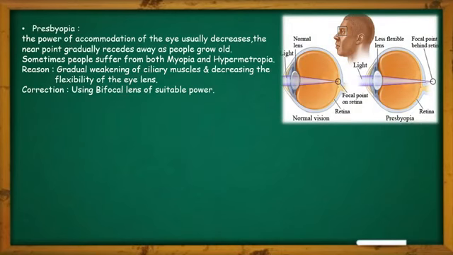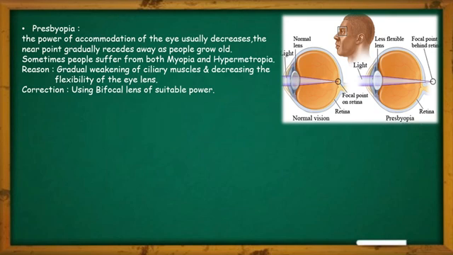Next type of eye defect is presbyopia. What is presbyopia? Presbyopia means as we become old, the power of accommodation of our eye gradually decreases, for which we face difficulties in reading and writing particularly. And this type of eye defect is common in old people. You might have seen your grandfather or grandmother facing this kind of eye defect, where they face difficulties in reading the newspaper or any book.